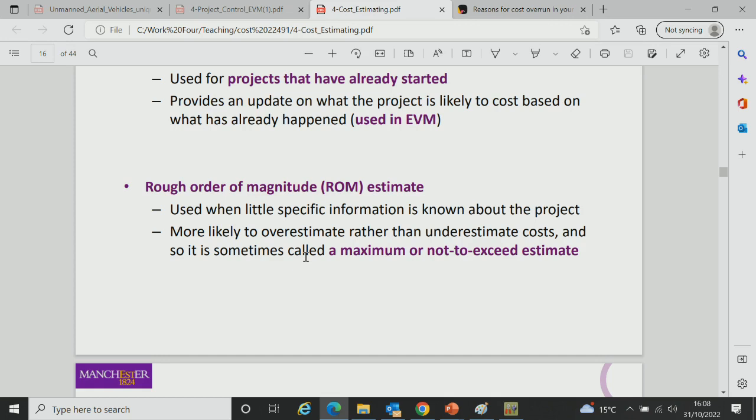So a ROM estimate is like, they usually call it the back of a cigarette packet. You know, they look for the main cost driver at early project definition, at the early stages where you only know what the project is going to do and how big it's going to be, what its benefits are going to be to society, things like that. Very high level drivers lead to a ROM estimate.